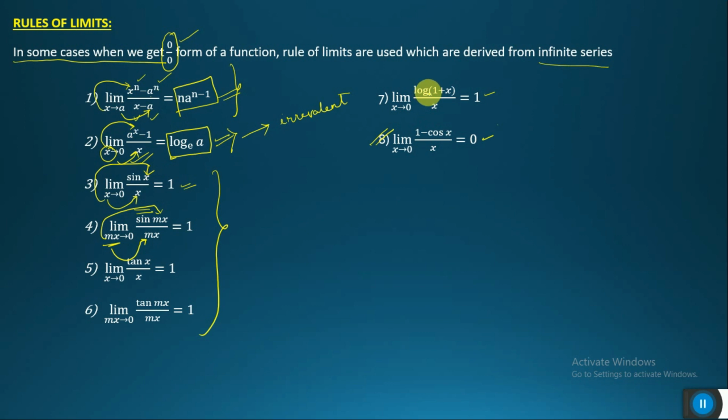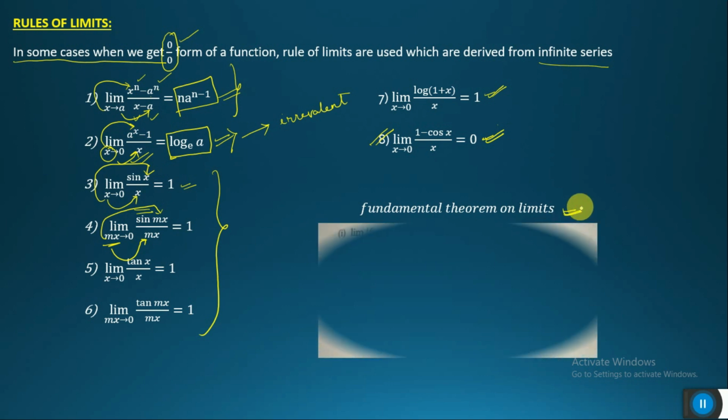Okay, now limit of log(1 plus x) by x, x tending to 0, should be 1, and limit x tending to 0, (1 minus cos x) by x should be equal to 0. Okay, now let's see fundamental theorems on limit.